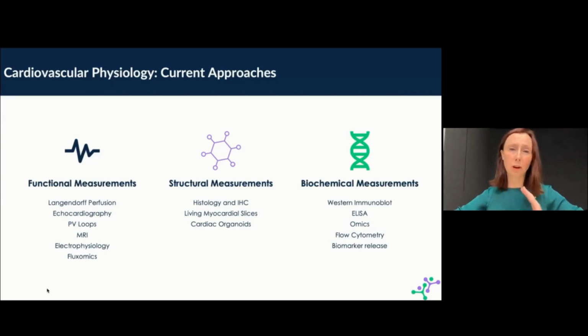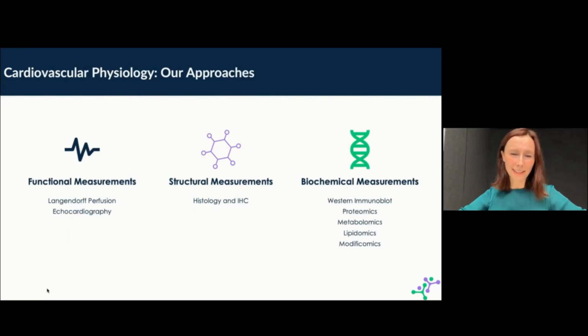We would obviously want to complement that with some sort of structural measurement. Histology and immunohistochemistry are really nice ways to go about that. But also there's things like living myocardial slices and cardiac organoids to give us that structural component that we will want to measure in our biological context. Lastly, biochemical measurements. And this is where we might be considering Western immunoblots, ELISAs, any of the omics approaches, be it genomics, transcriptomics, proteomics, flow cytometry, or even assessing biomarker release.